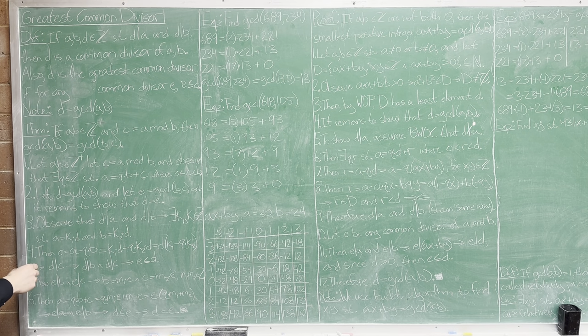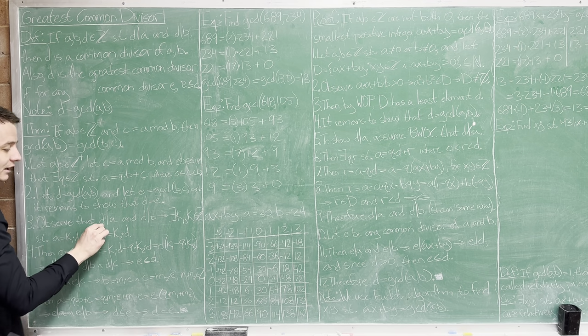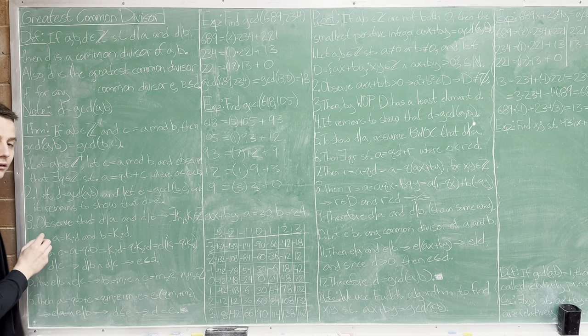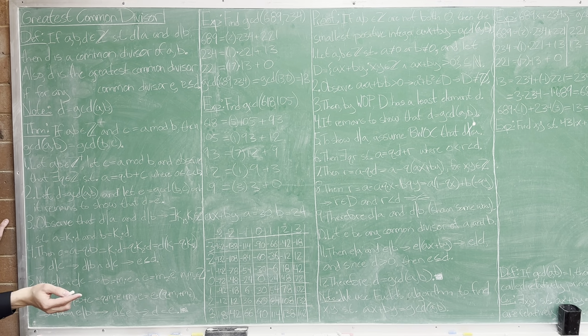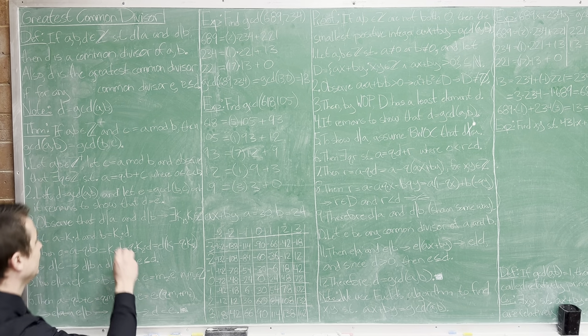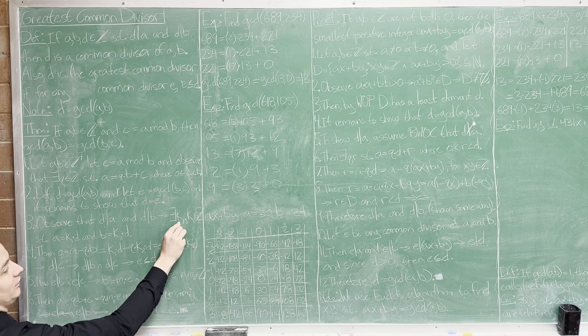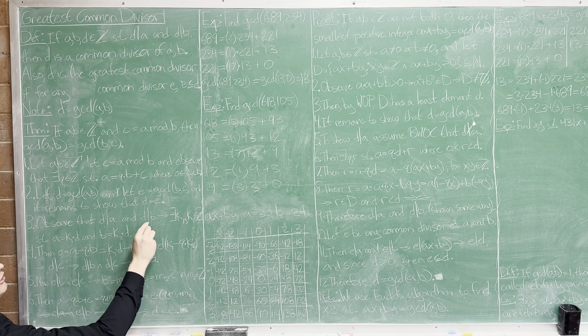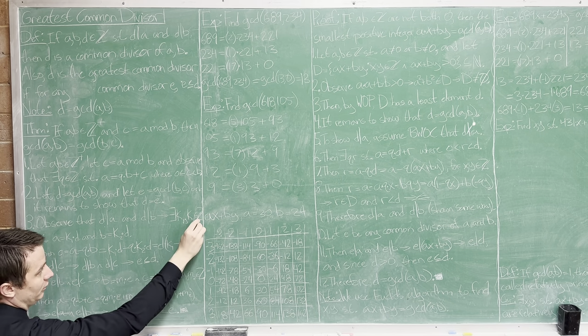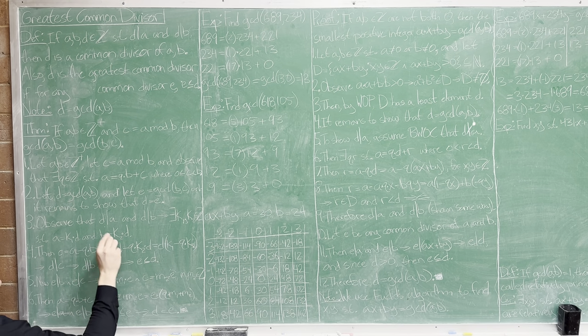So that's going to be our logic here. So observe that D divides A and D divides B. It's a common divisor of A and B. It's their greatest common divisor. So D divides A and D divides B, right? Now what does it mean for D to divide A? That means that there must exist some integer K1 such that A is equal to K1 times D. And what does it mean for D to divide B? It means that there must exist some integer K2 such that K2 times D is equal to B.